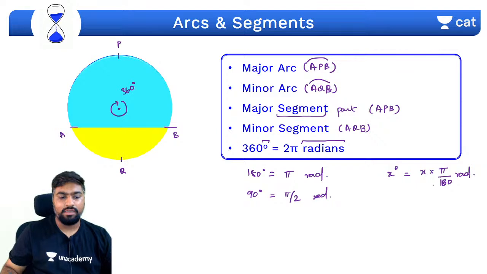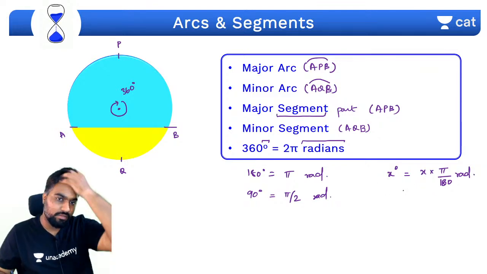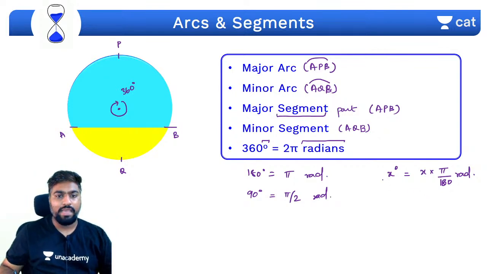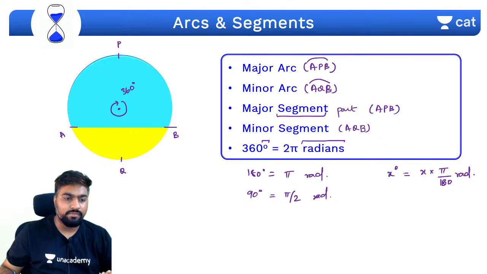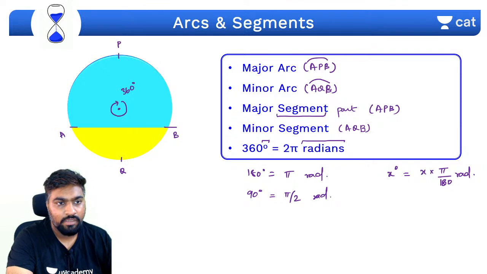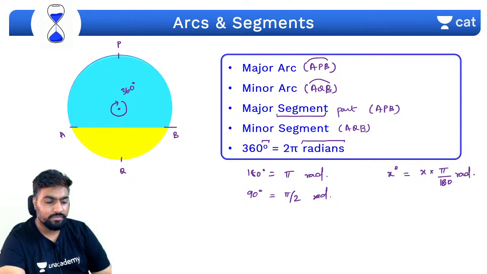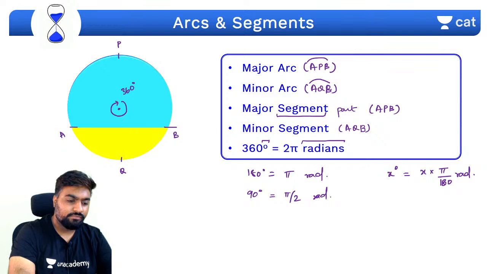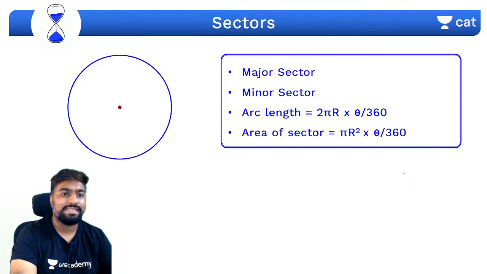All this you would have learnt in school, but if the question needs the conversion, then you can do that. X degrees is nothing but x into pi by 180 radians. Understood? 1 degree is pi by 180, so x degrees will be x into pi by 180. Any confusions with arc or segment? Anyone? No? Beautiful. Now let's go to a sector.